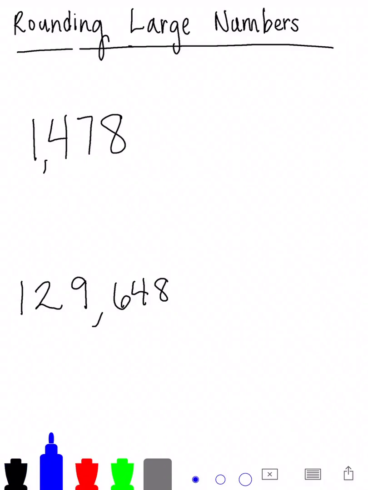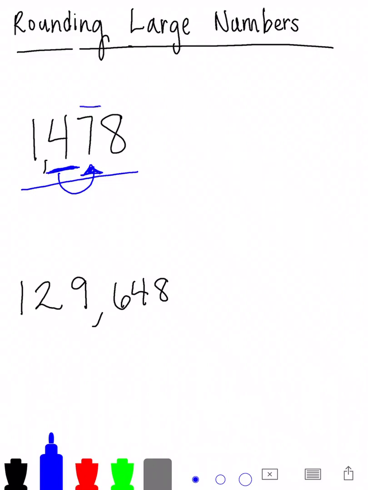For the number 1,478, we are going to round to the hundreds place. So I'm going to underline my hundreds place digit, which is a 4. Then I need to look to the place value that is directly smaller, which is my tens place.